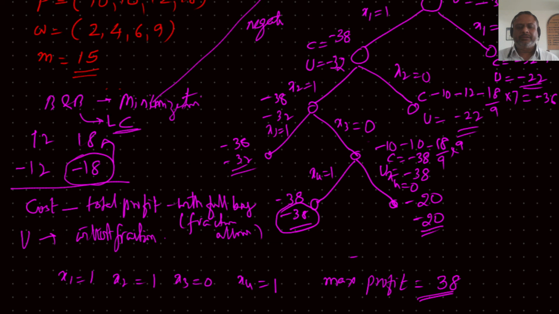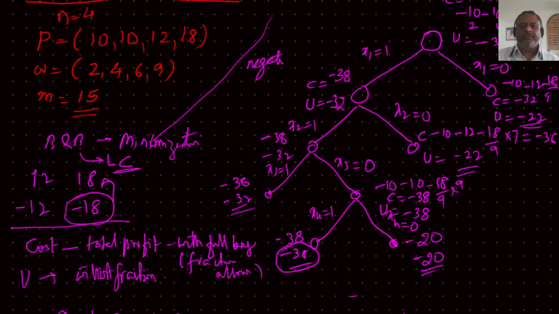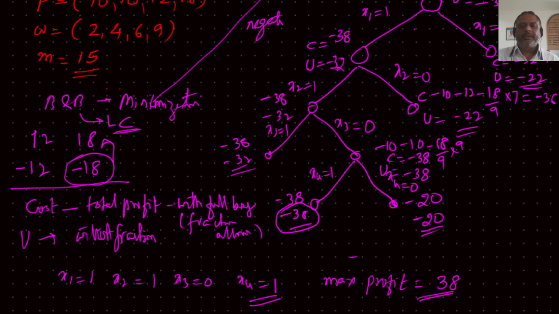So 38 is the maximum profit we are going to get. That is possible with x1 equal to 1, x2 equal to 1, x3 equal to 0, and x4 equal to 1. That's how this problem can be solved using least cost. The same problem can be solved using first in first out as well as last in first out. We can see these two solutions in our coming sessions.